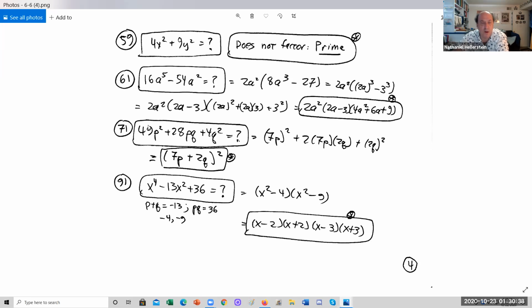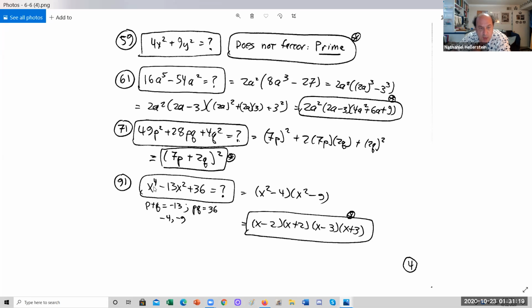And here we have 49p squared plus 28pq plus 4q squared. Now, all right, I looked at the 49p squared and the 4q squared, and each of those are squares. 49p squared is the square of 7p. 4q squared is the square of 2q. Now, this middle term here, let's check if it equals twice a product. 2 times 7p times 2q does indeed multiply out to 28pq. So good. Square plus twice product plus square. And so therefore, it's the square of a sum, square of 7p plus 2q, this.